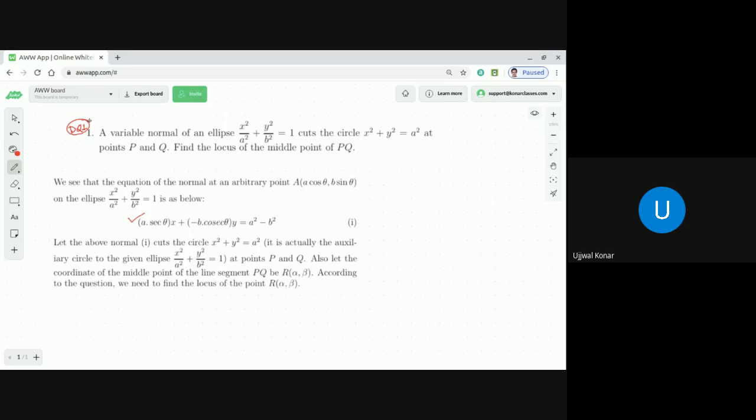So then, the above normal, equation 1, that a sec theta x minus b cosec theta y equal to a square minus b square, cuts the circle x square plus y square equal to a square at the points P and Q. By the way, this is the auxiliary circle to the ellipse x square by a square plus y square by b square equal to 1. Also, let the coordinates of the middle point of the line segment PQ be alpha comma beta. According to the question, we need to find the locus of the point alpha comma beta.